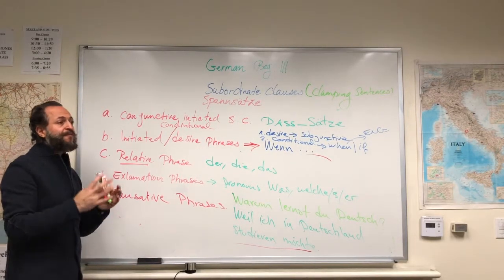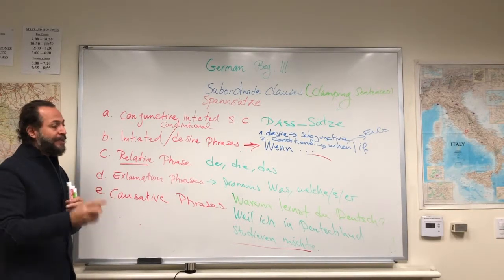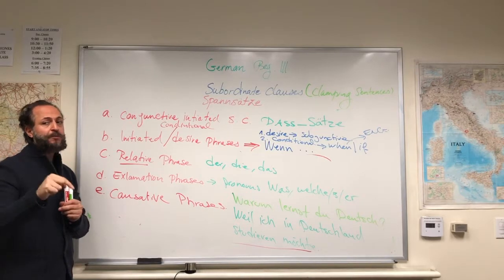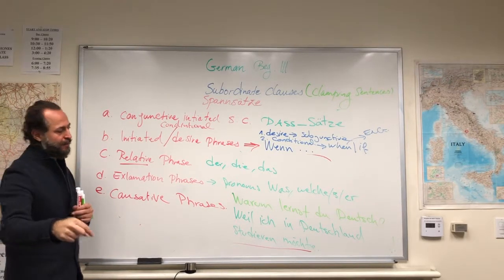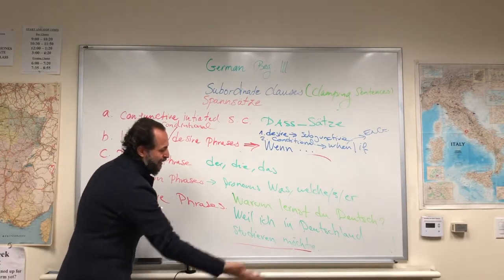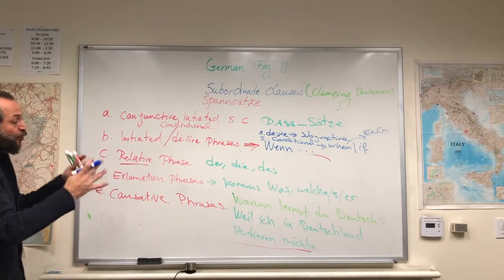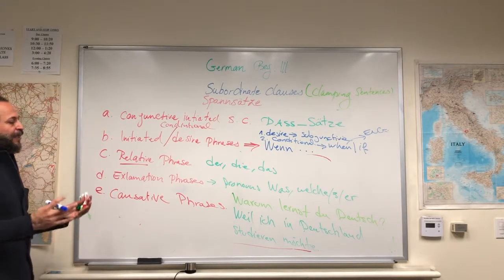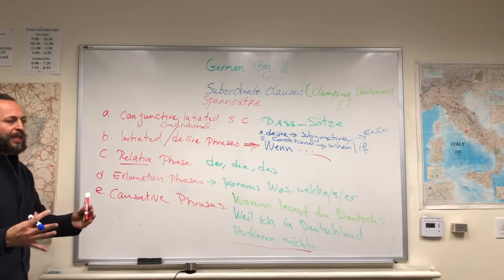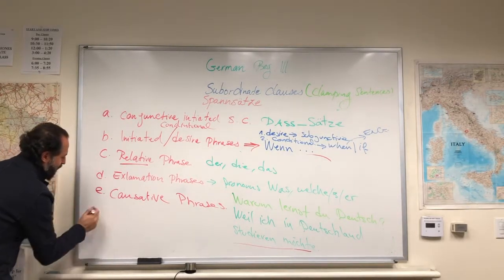And don't forget, if we have two verbs, a modal verb and the main verb, the modal verb, meaning the conjugated verb, comes at the very end. You see that? This has the last position, and the second last position is the infinitive. So in a normal situation, I would say, ich möchte in Deutschland studieren. This is our non-causative phrase.